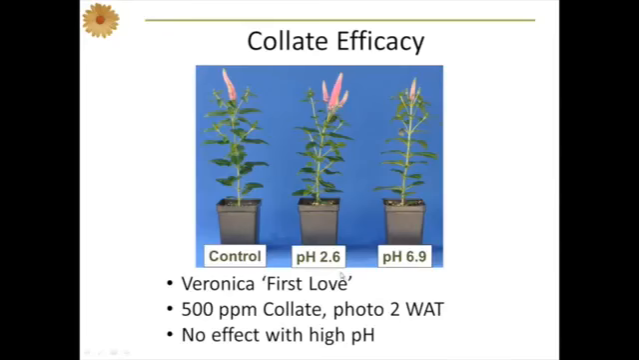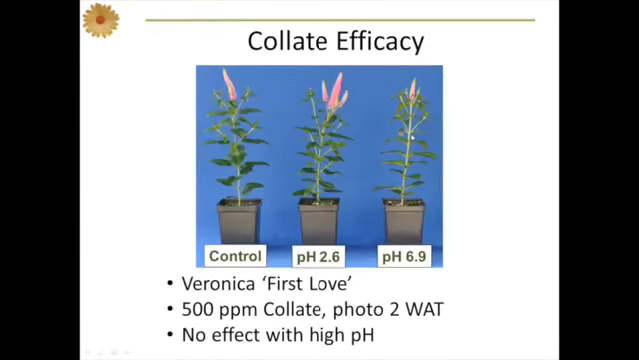This is Collate. We applied it at a final pH of 2.6. I mentioned earlier that our water here at Virginia Tech is very low alkalinity, a pH of 7. When we added the normal solution at 500 parts per million, the pH of our spray solution was 2.6. We had a lot of ethylene activity. We did not have a delay in flowering, but we had a lot of branching on these plants as compared to adjusting that pH up to 6.9, above that 5.